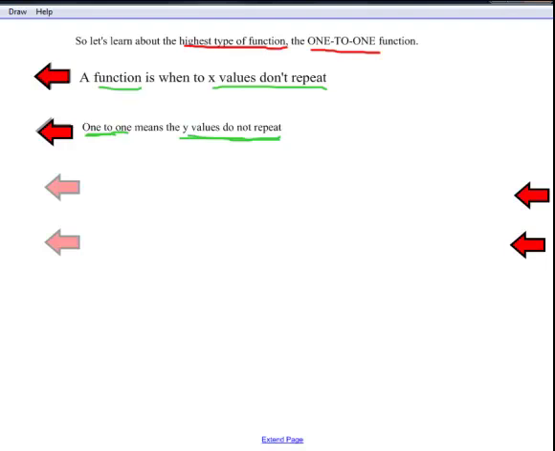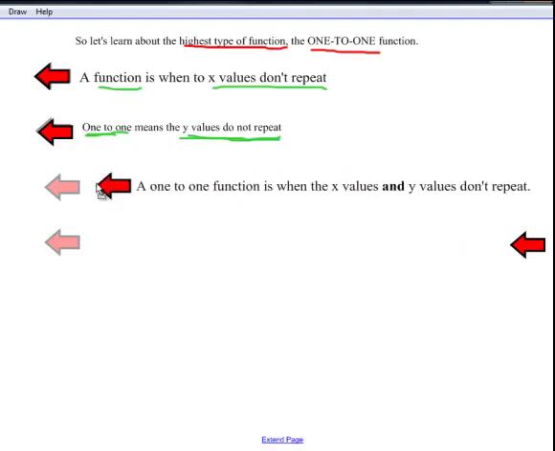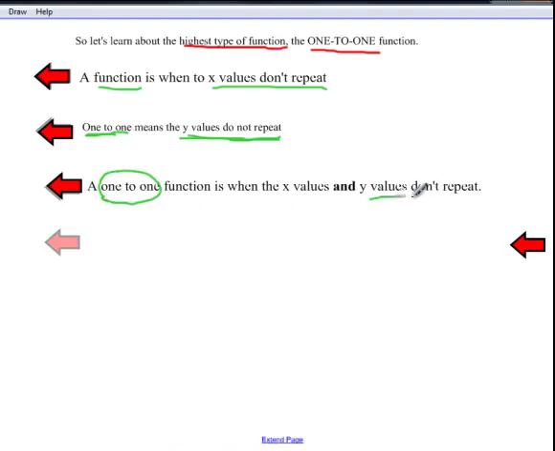So if I now mix it up and I use the idea that we have one-to-one functions, we'll say that a one-to-one function is when what happens? Well, the x and y values won't repeat. Right, because I have both words in that sentence there. I have one-to-one, so the y values don't repeat, and I have the word function, so the x values don't repeat. Not too bad.